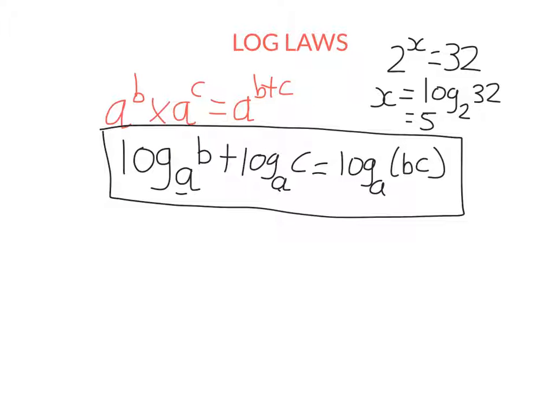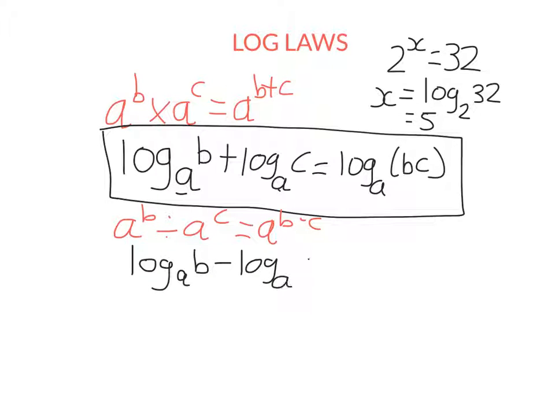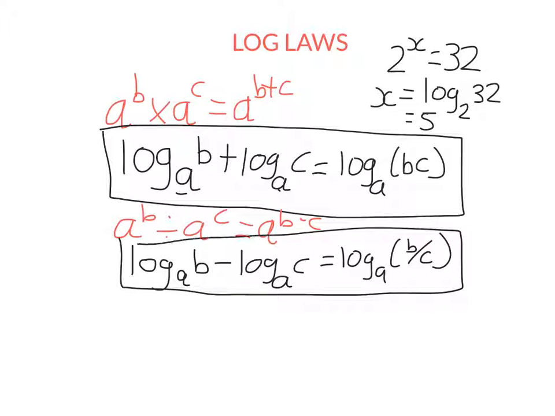So we know from index laws also that if, instead of timesing, we divide the bases, you keep the same base and subtract the powers. So, because logs undo raising to powers, the rule is the opposite. So if you are subtracting logs, you divide the powers. So this will be equal to log_a of b over c. So that is the second log law.